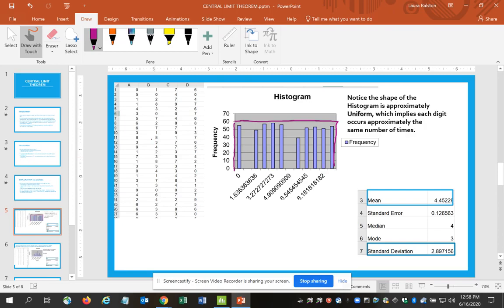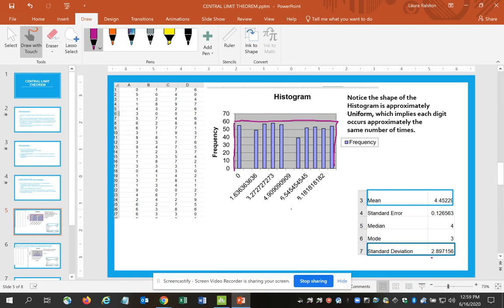If we average together those 524 individual values, we get a mean of 4.45229 and a standard deviation of 2.897156. So we start out, here's kind of the neat thing, we start out with a distribution that is not necessarily normal. It's not that bell-shaped curve that we love so much. Okay, we actually have a uniform distribution.